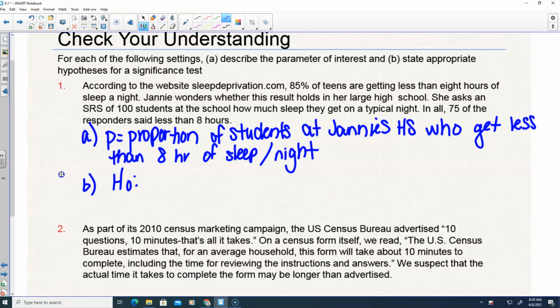The H0, which is our initial claim, is that the proportion is 85%, 0.85, and our HA, which is the alternative, is where we need to know the direction of our alternative. It says Janine wonders whether this result holds in her high school. So it's not saying which direction she thinks it's going to go. She just wonders whether it's true. So that's the not equal to.